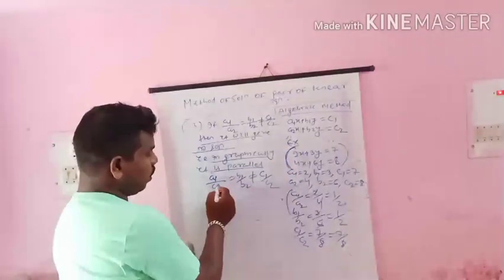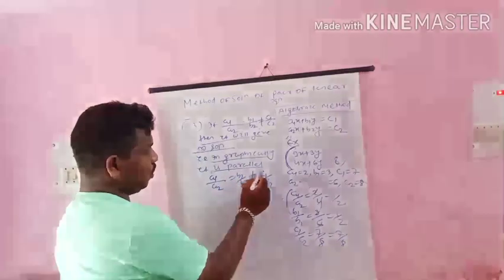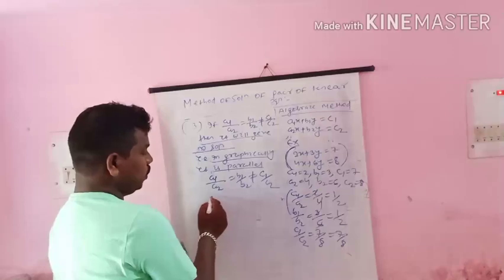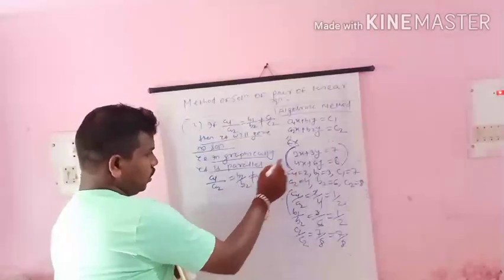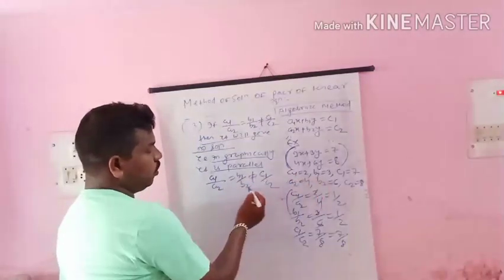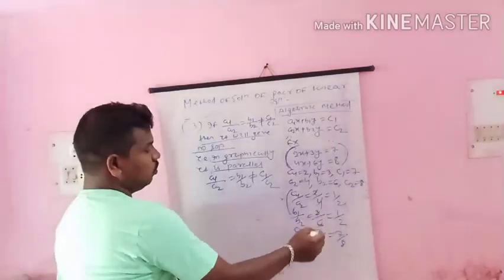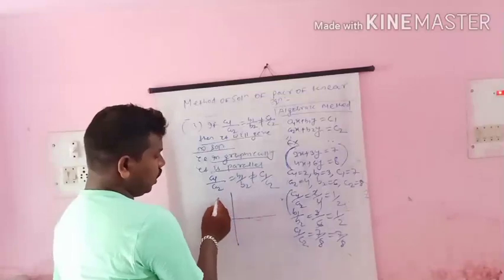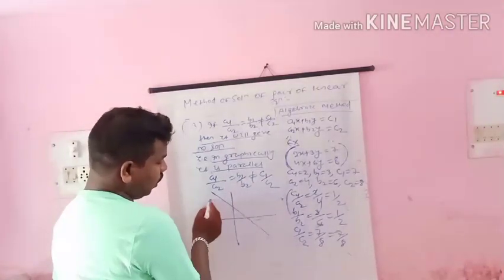examination. So a1 by a2 equal to b1 by b2 not equal to c1 by c2, that is the parallel condition. Here we get a1 by a2 1 by 2, b1 by b2 1 by 2, c1 by c2 7 by 8. Parallel. That means in the graph paper you can see that here is one line, and another line is here.